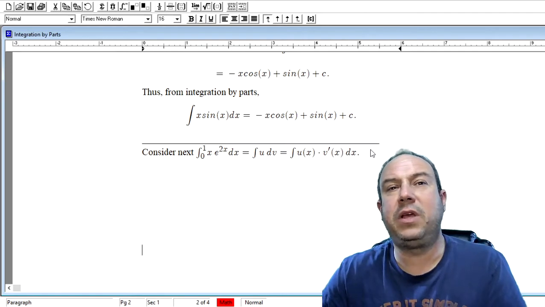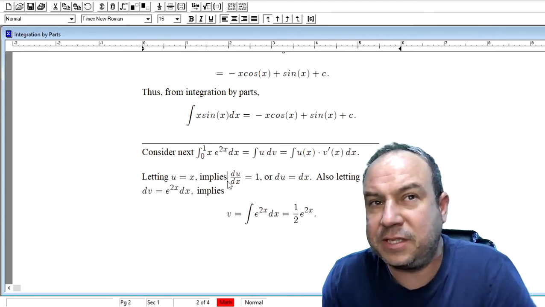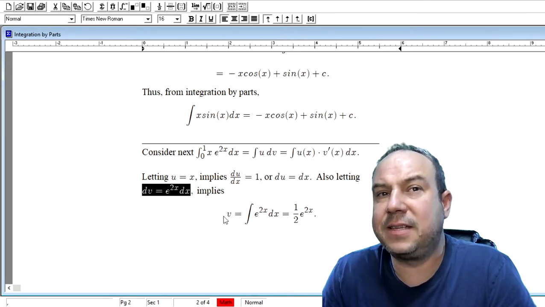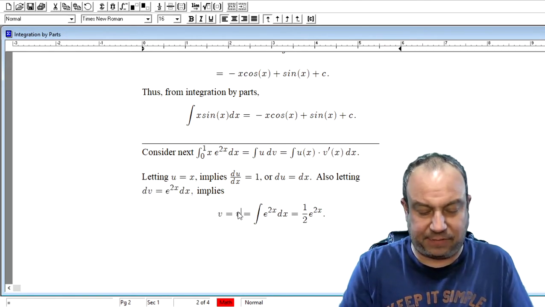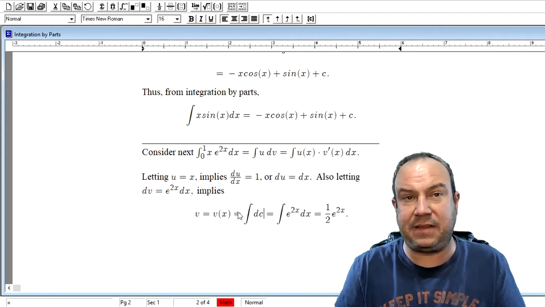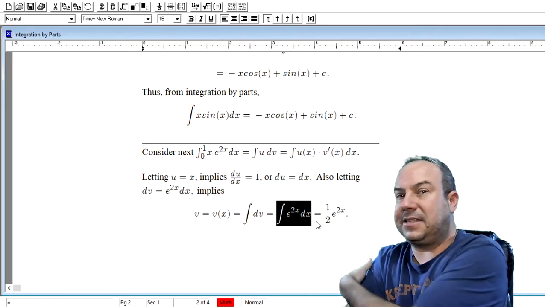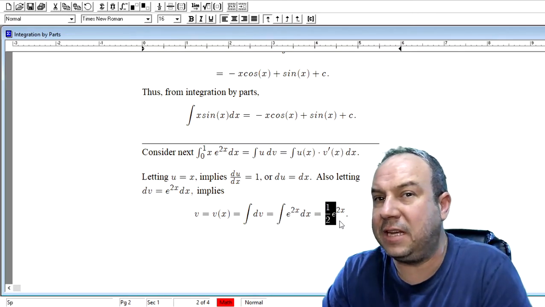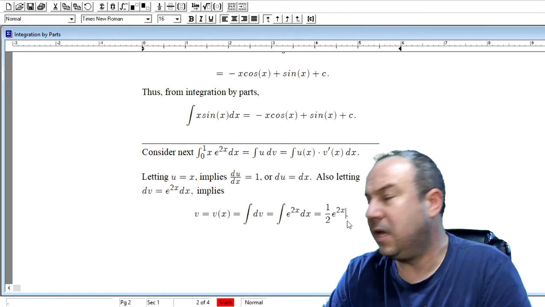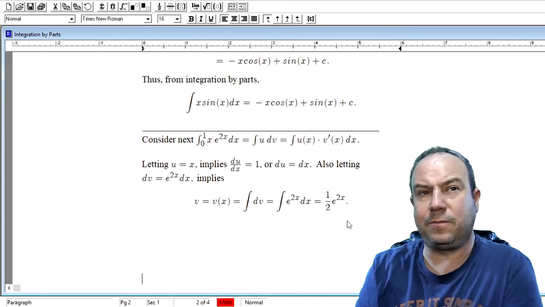All right. If we let u equal x, again du will just simply equal dx because du dx will be equal to 1. And letting dv equal e to the 2x dx implies that v, which is equal to v of x, which would be equal to the integral of dv, would just be equal to the integral of e to the 2x dx, which is 1/2 e to the 2x in value, following our integration rules. All right? E to the kx is 1/k e to the kx in value.